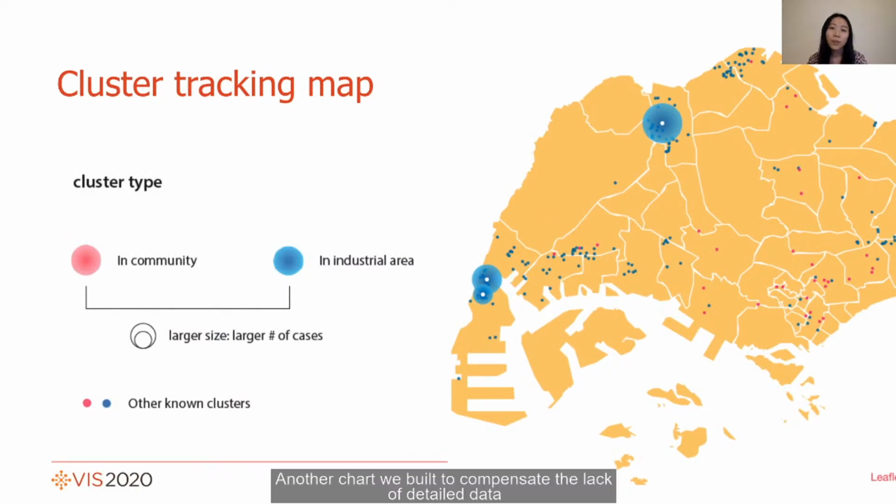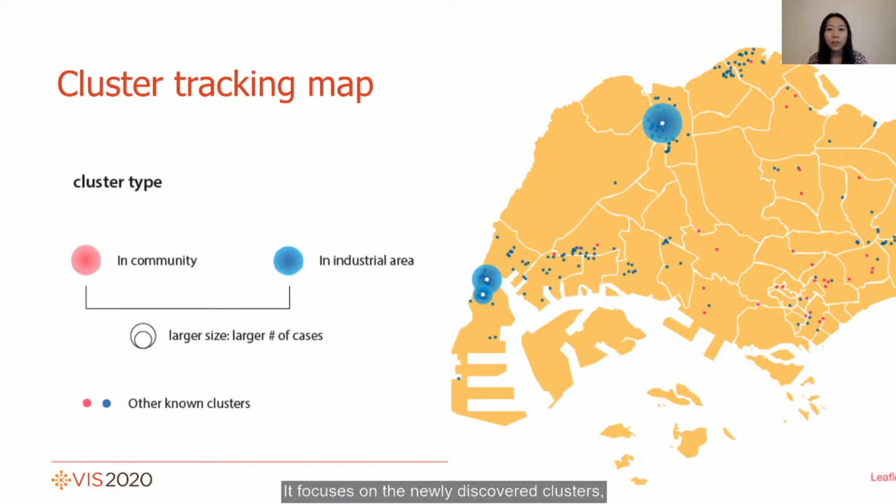Another chart we built to compensate for the lack of detailed data is this cluster tracking map. It focuses on the newly discovered clusters and visualizes the geographic distribution of clusters by plotting them as tiny dots on a local map.